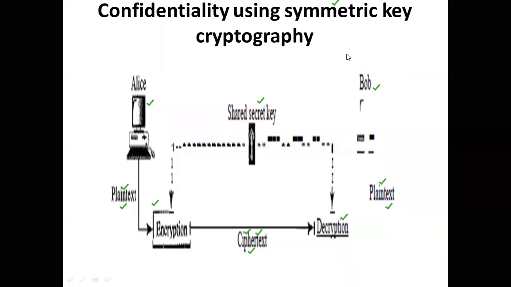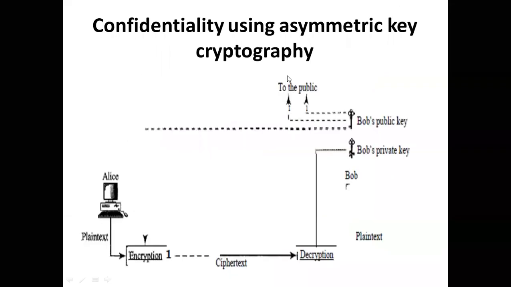Okay. Now, we'll go to the next slide. I'll try to tell you how we ensure confidentiality using asymmetric key cryptography. Now, the name itself is telling. Symmetric means same. The same key is used by the sender as well as the receiver. But asymmetric means not the same, dissimilar. Something which is not the same, we call asymmetric.